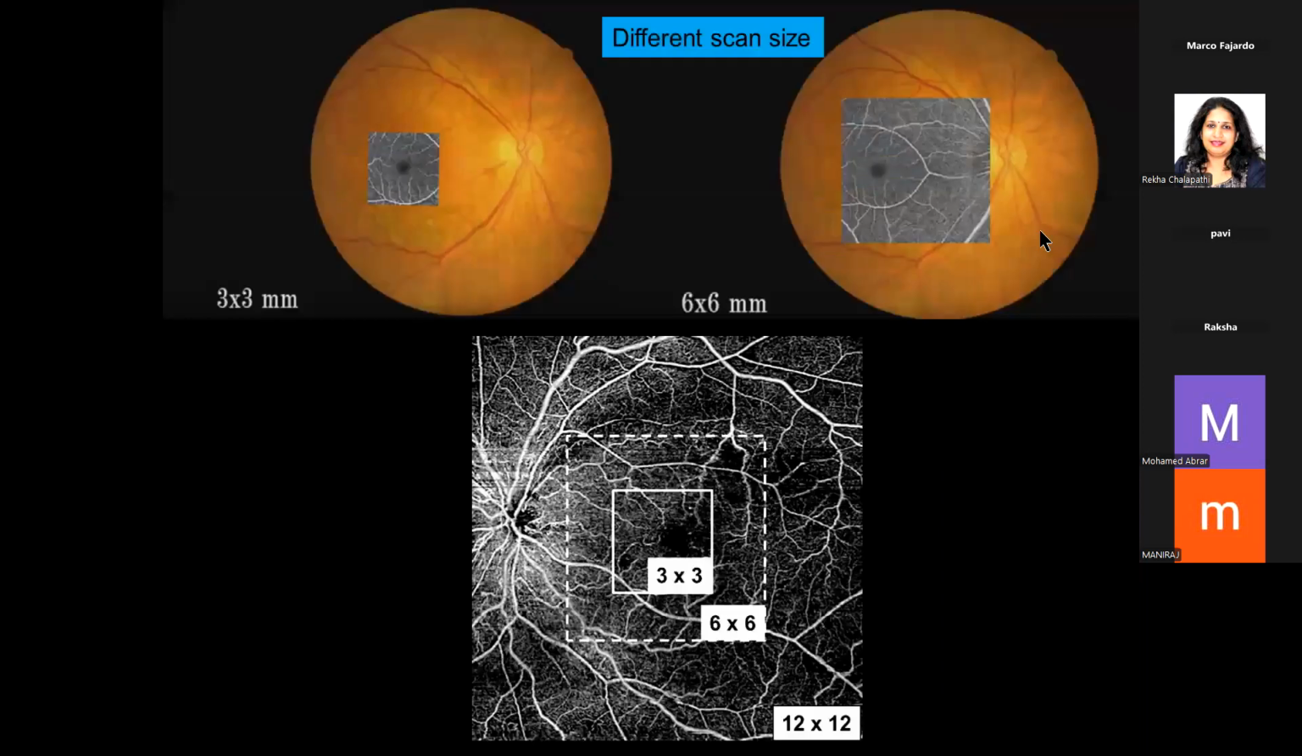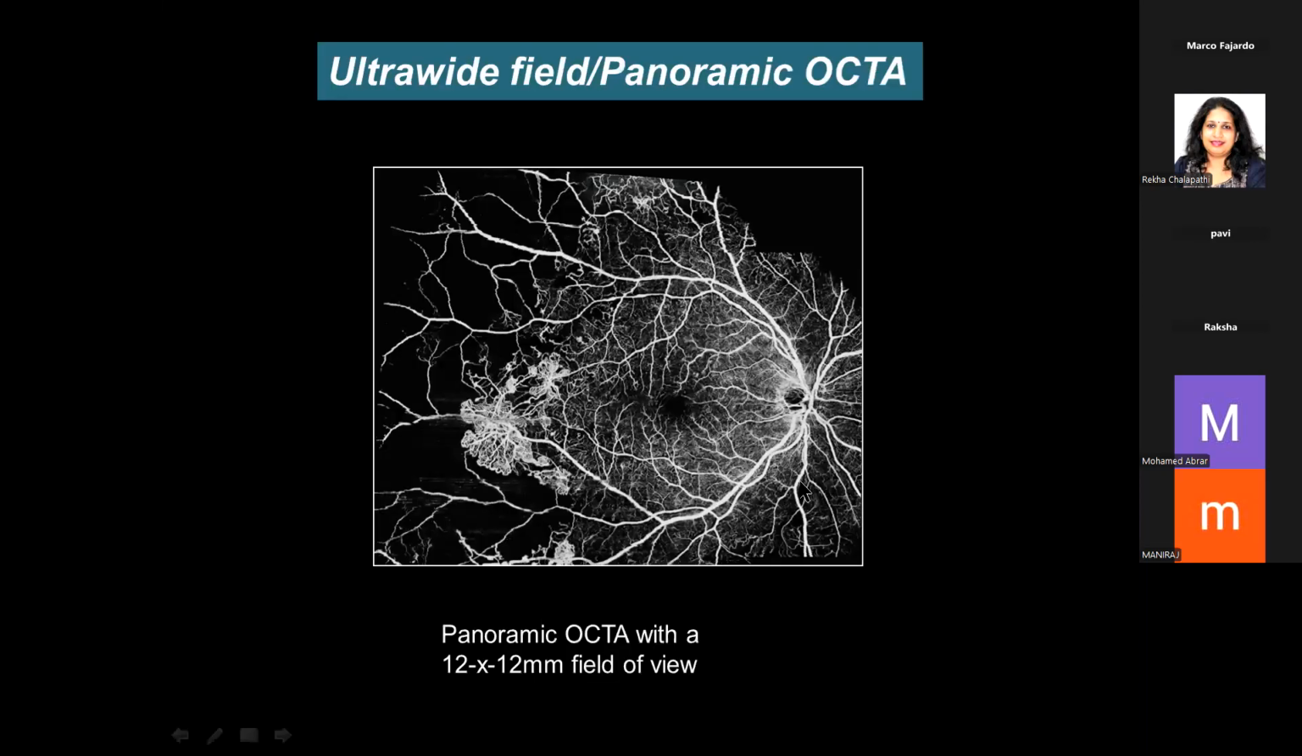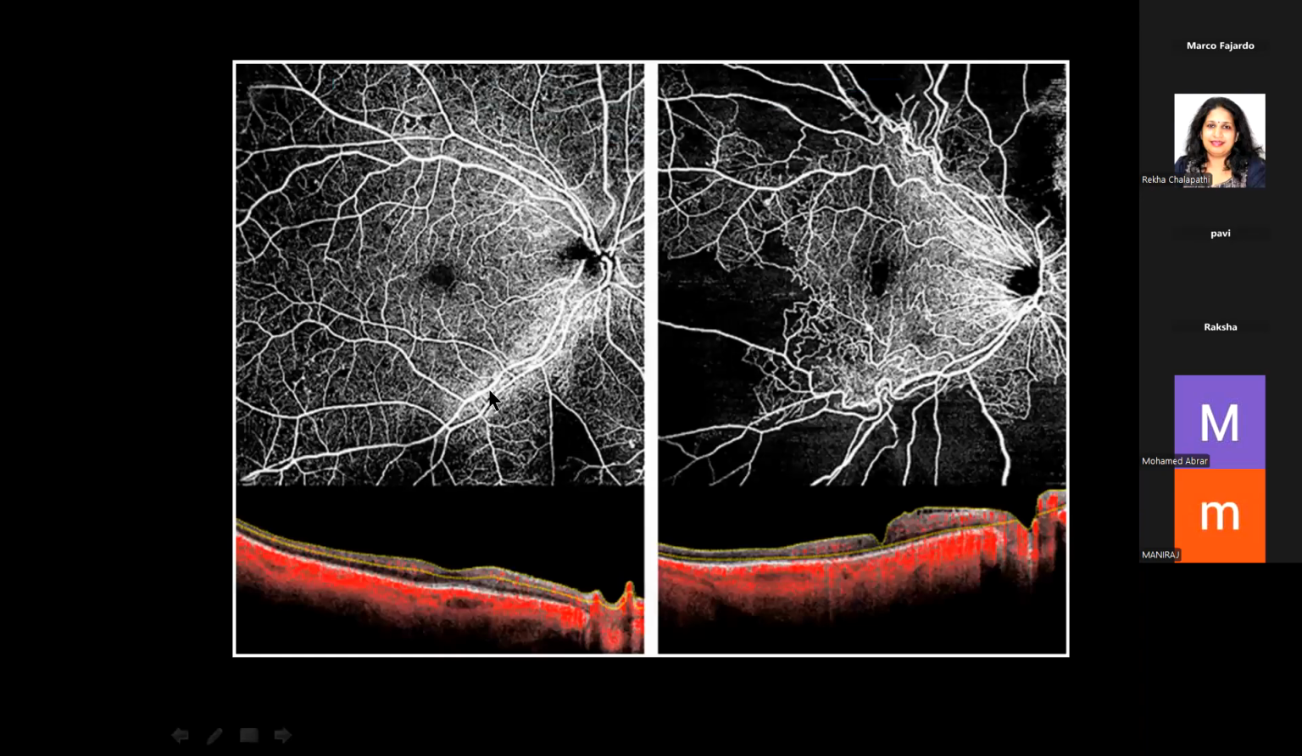So I told you there are various image scans. You can get 3x3, 6x6, or 12x12 scans. This is a panoramic single-frame image. We can clearly see up to the retinal periphery, with a neovascular network and capillary non-perfusion area. This is a patient with PDR, or proliferative diabetic retinopathy. It is easy to follow up also. These are patients from the early stages of diabetic retinopathy over a period of 2 years.